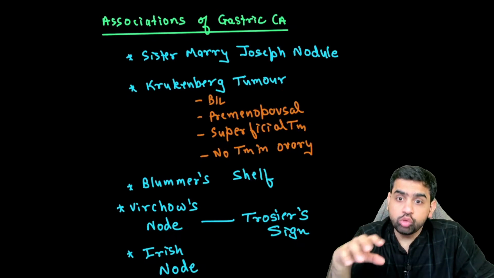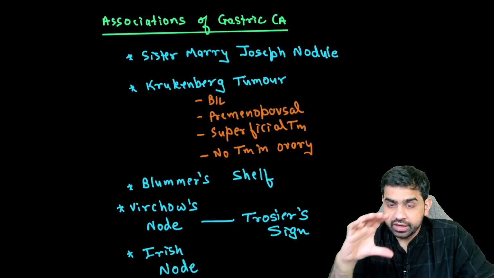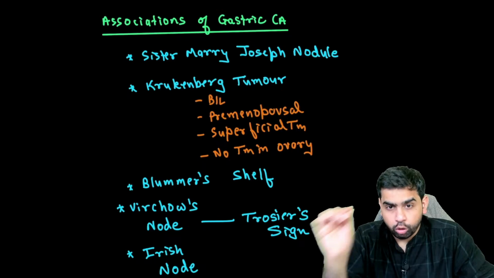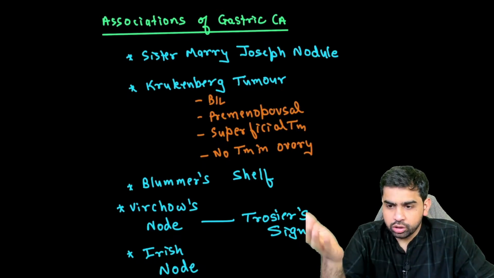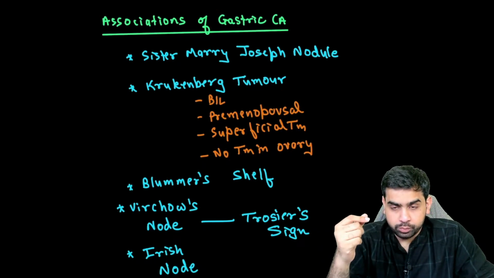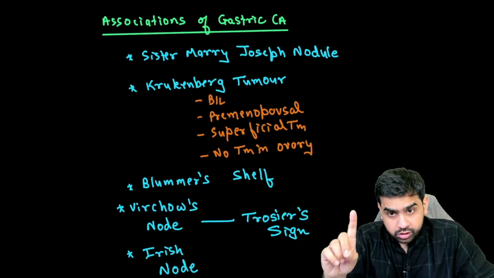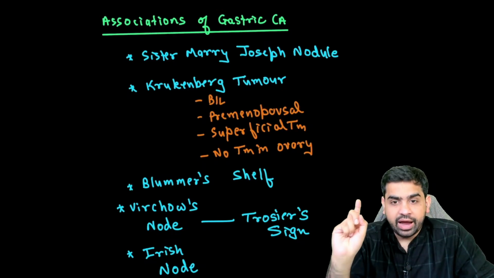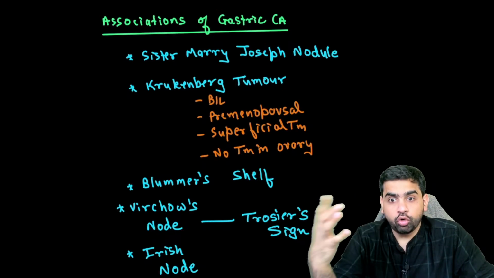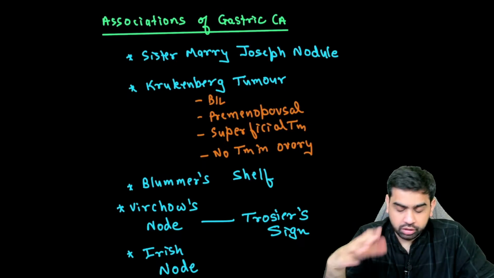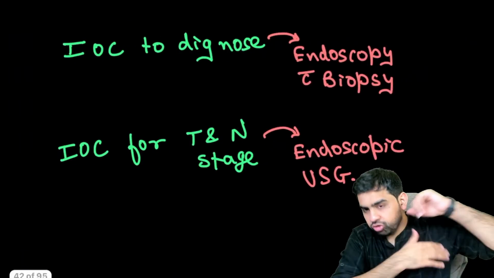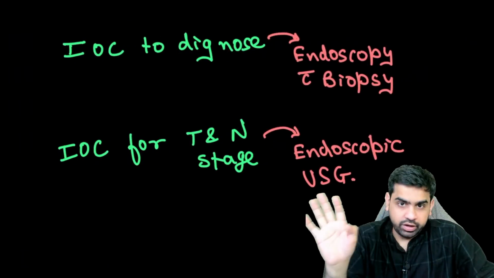And what is Trousseau's syndrome? Trousseau's syndrome is the migratory superficial thrombophlebitis which you get in patients with, let's say, pancreatic cancer and similar conditions. So please remember Troisier's sign, Trousseau's sign, and Trousseau's syndrome, which is in pancreatic cancer. Then Irish node, forget about it. Irish node is a lymph node in the axilla.